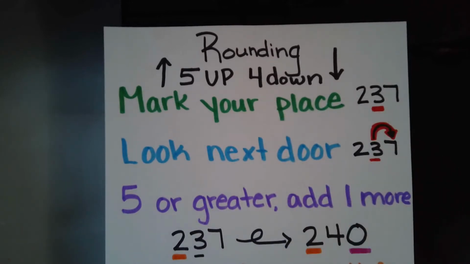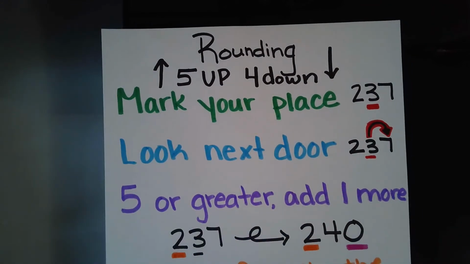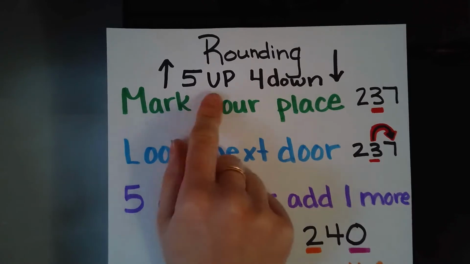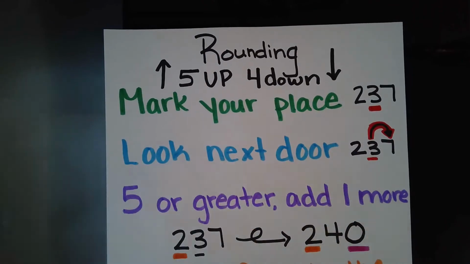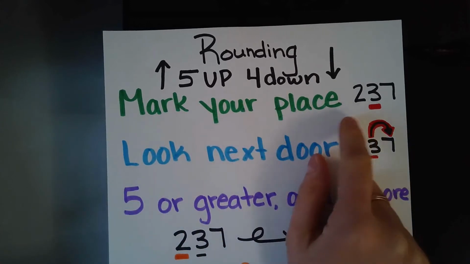And a good rule of thumb with rounding that I learned when I was a kid was the mantra of 5 up, so meaning you'd round the next number up, or 4 down. So when we're rounding, we want to do a couple things. You want to first mark your place value.